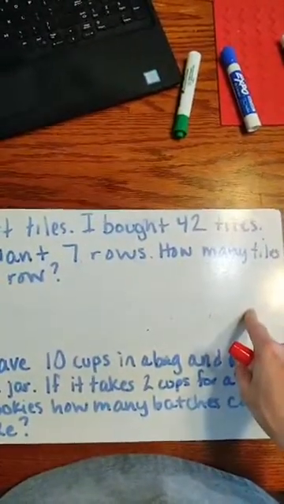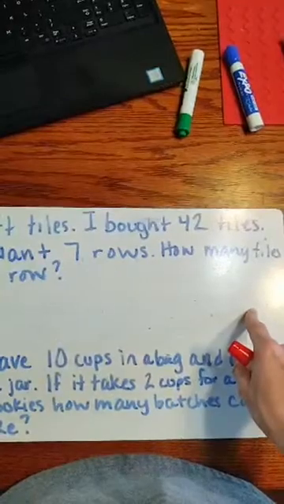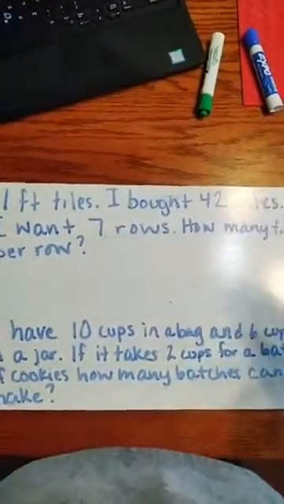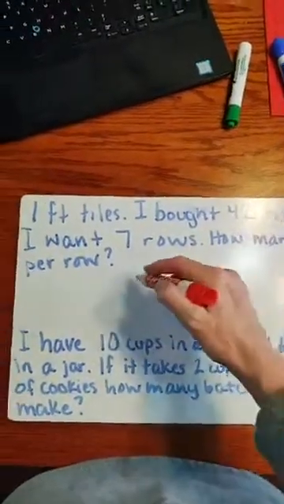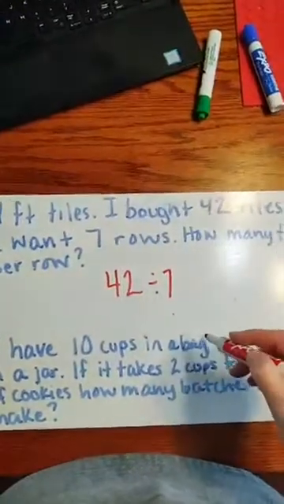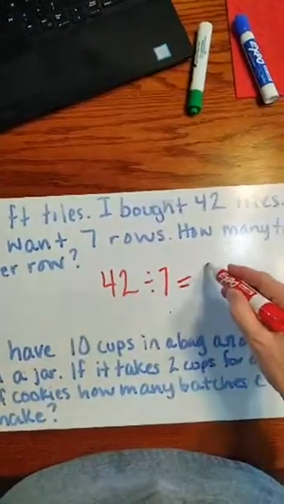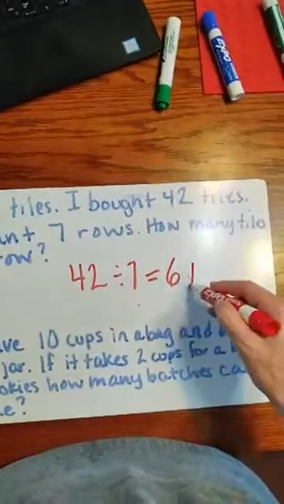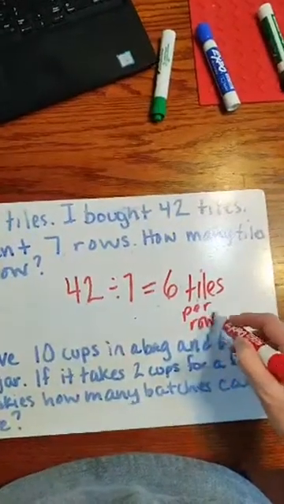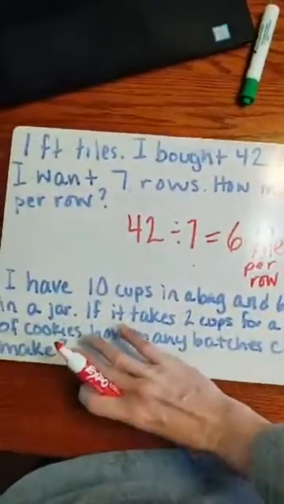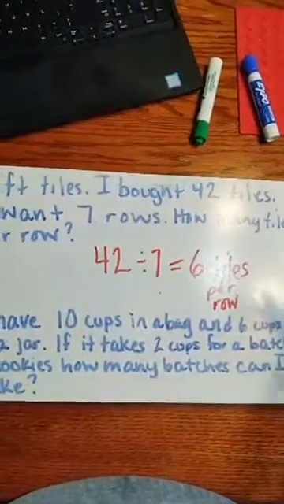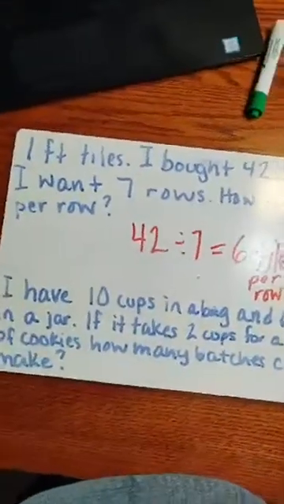Okay, so do we have the total number of tiles? Yes, we do. So since we have the total, what does that mean we have to do? You've got it. We have to divide. 42 divided by 7 means we're going to have 6 tiles per row. Okay? All right, so remember, they give you the total, divide. If they don't give you the total, you multiply, if you need to find the total.